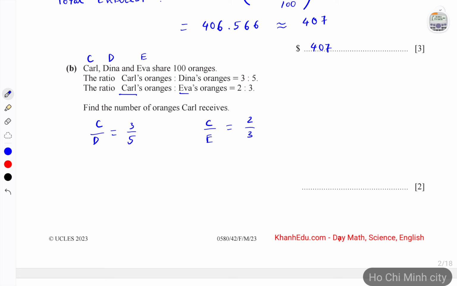So we need to find the value of C, right? And we also know that the sum of these 3 letters is going to be 100. So C plus D plus E is 100. All right, so how can we find the value of the letter C? One method that is very useful in this case is substitution. So we will substitute the value of D into the sum of the 3 variables. All right, so from the first ratio, we can infer that D is, all right, wait, we can move this one to the right.